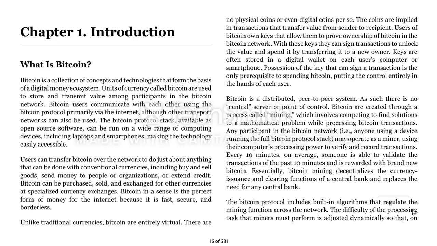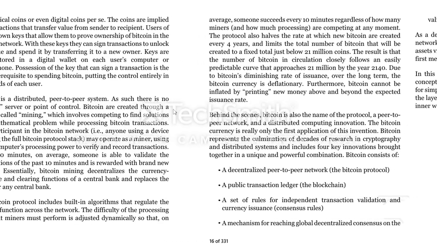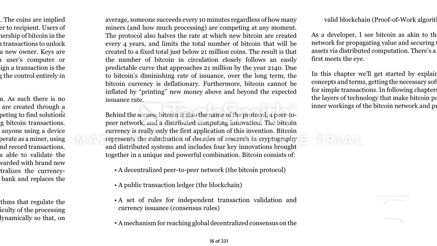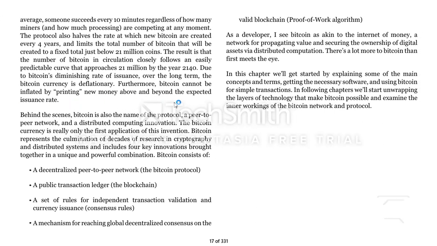The difficulty of the processing task that miners must perform is adjusted dynamically so that, on average, someone succeeds every 10 minutes regardless of how many miners, and how much processing, are competing at any moment. The protocol also halves the rate at which new Bitcoin are created every 4 years, and limits the total number of Bitcoin that will be created to a fixed total just below 21 million coins.